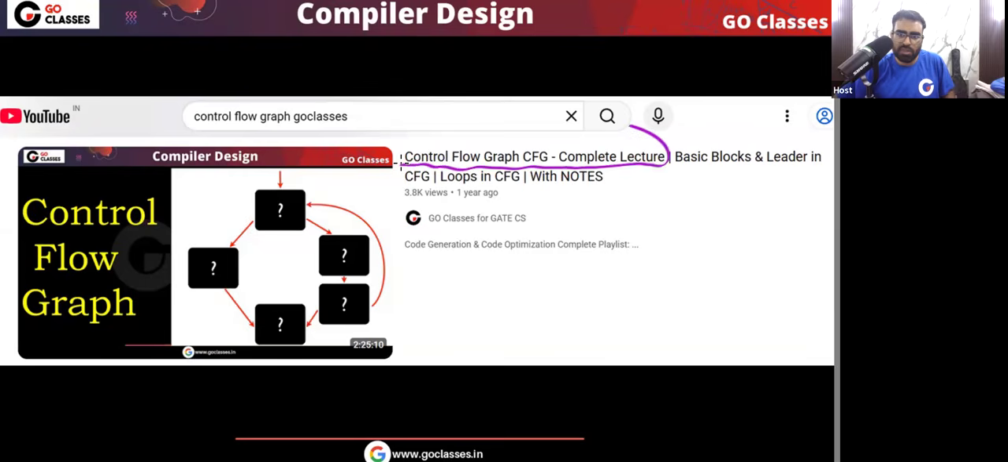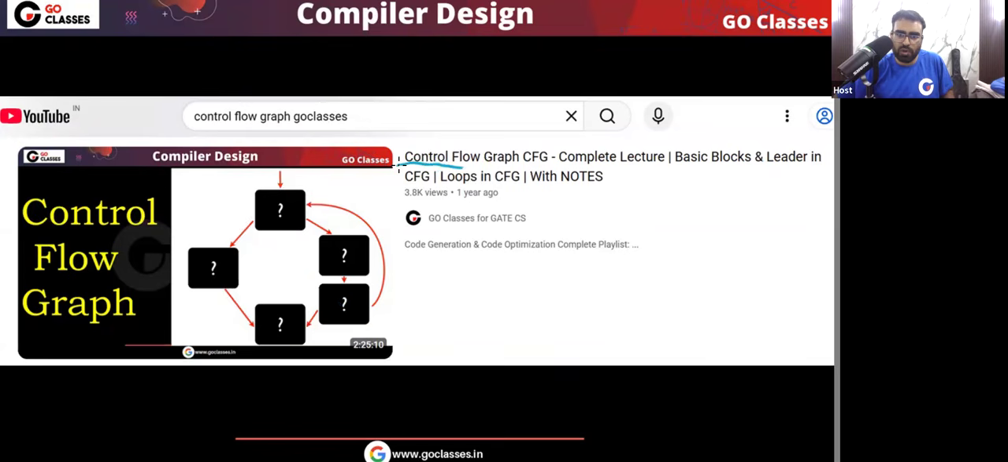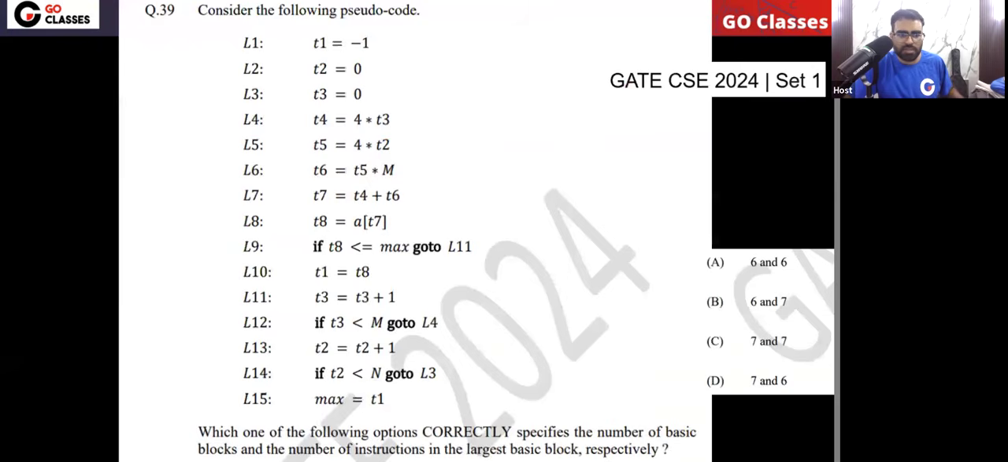In this lecture, all the concepts you will understand to solve this question, or any question similar to this, you can easily solve after watching this lecture. So remember, this is the control flow graph (CFG) complete lecture: basic blocks, leaders, loops. Everything we have discussed in this lecture. Now, let's come back to this GATE 2024 question.